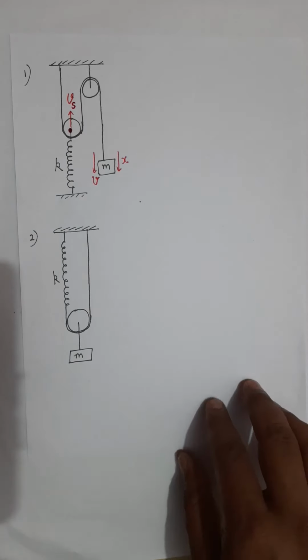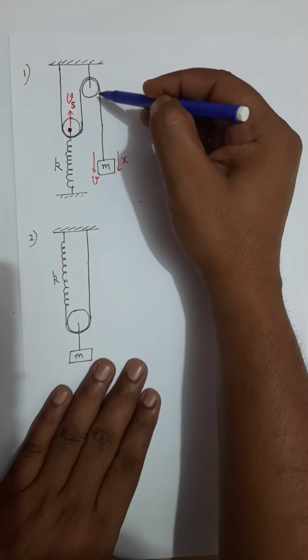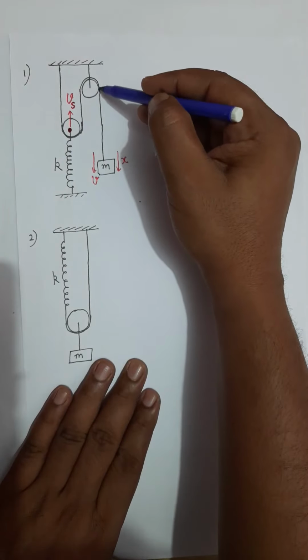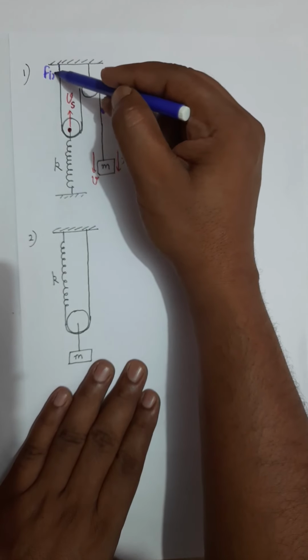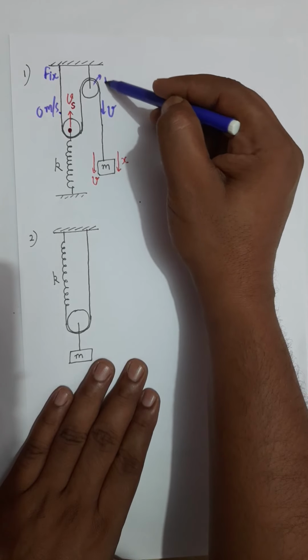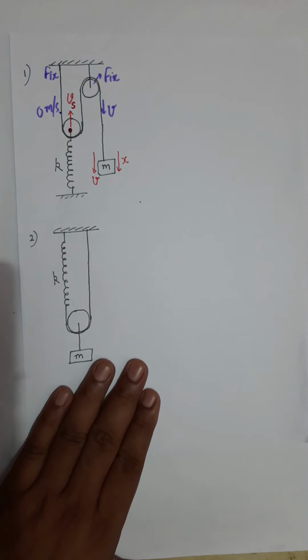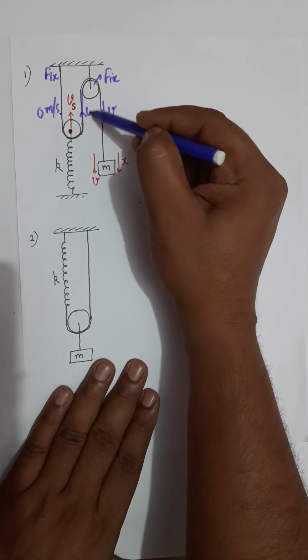Now if you use the previous concepts here, this string will move downward with v velocity, right? This string is going downward with v velocity. Here this point is fixed, so it has 0 velocity on this side. You have 0 velocity, 0 meter per second on this side. This pulley is also fixed, right? This pulley is fixed. So if this string goes down with velocity v, here the string must move upward with velocity v, since the string is fixed.